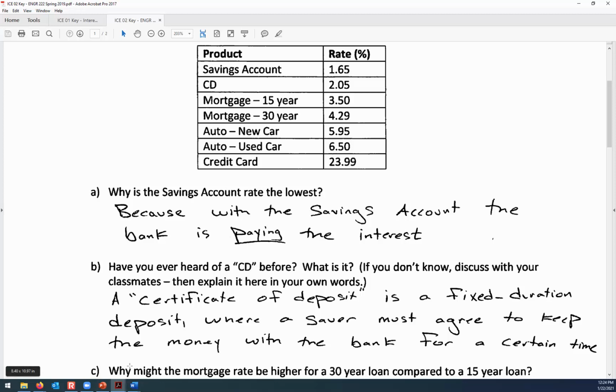Now, what about this question? Why might the mortgage rate be higher for a 30-year loan compared to a 15-year loan? Any thoughts about that? Like why a bank would charge a higher interest rate for the longer duration loan?